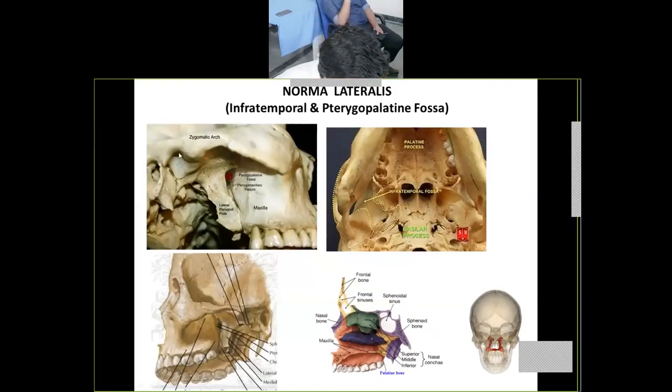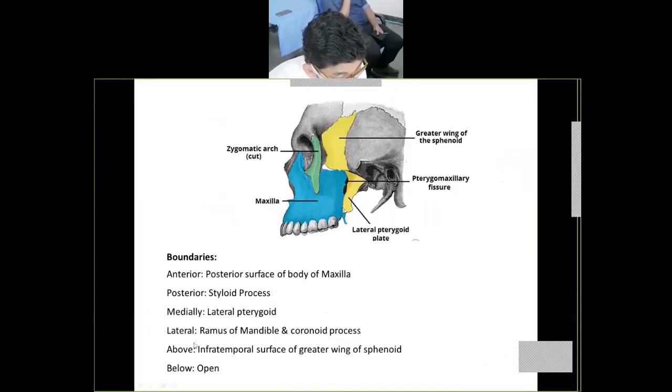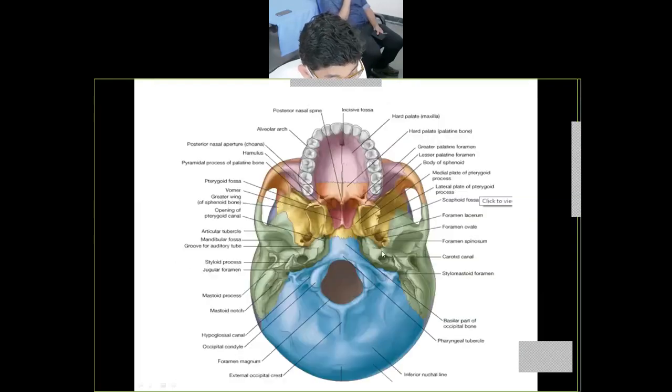So it was somewhere articulating over here. This is the external acoustic meatus. Somewhere here the mandible was articulating with its ramus. So laterally, the mandible with its ramus. Okay, it cannot be shown over here. The mandible has been removed. So laterally, just remember the ramus of the mandible and the coronoid process.